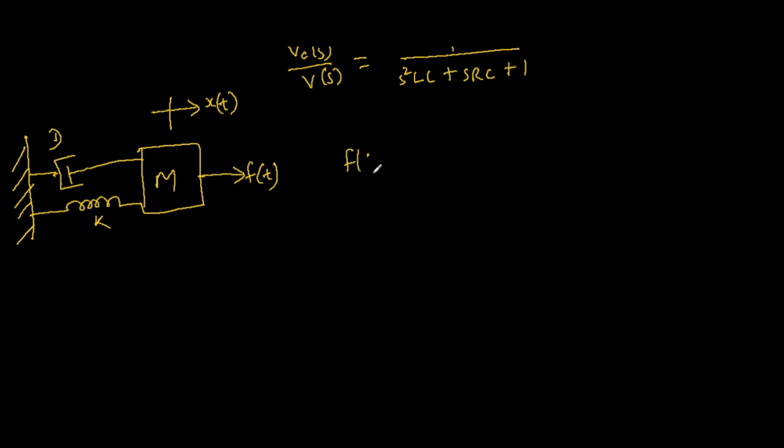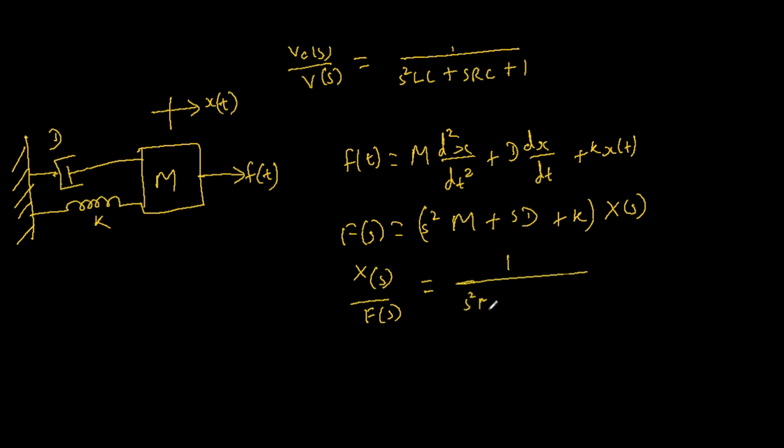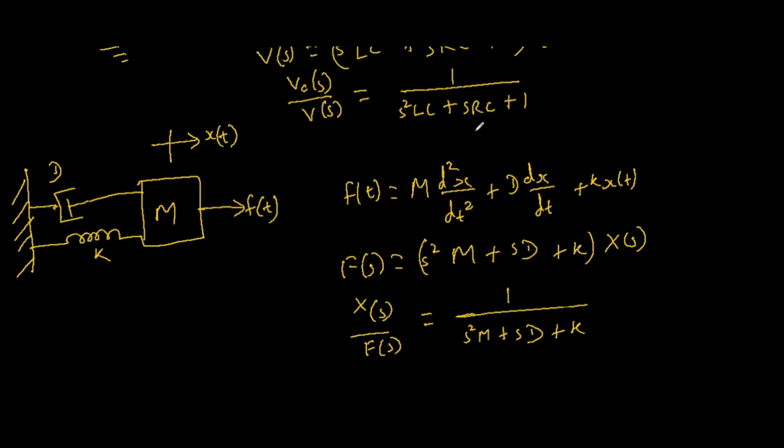Now, our f(t) will be equal to m d²x/dt² plus d dx/dt plus kx(t). Find the Laplace transform of this. Assuming zero initial conditions, you end up with F(s) being equal to s squared m plus sd plus k, all multiplied by X(s). So that gives us our transfer function, X(s) over F(s), equal to 1 over s squared m plus sd plus k. Very similar. If I made my k equal to 1 and put in values for L, C and R, we could literally not tell the difference between these two.